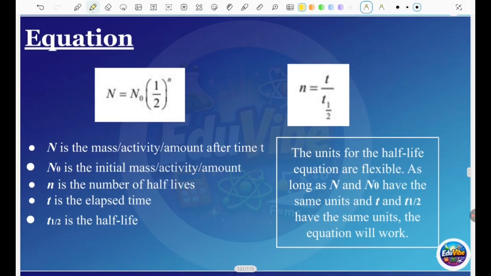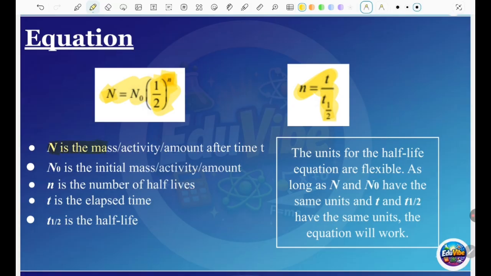We have two equations to do this, and we have that equation in your formula sheet. But I think this equation is not in your formula sheet, so you have to memorize it. N is equal to N0 times one half raised to the power n, and if you don't have n, but you have t or t half, you can find n from here: n is t divided by t half.